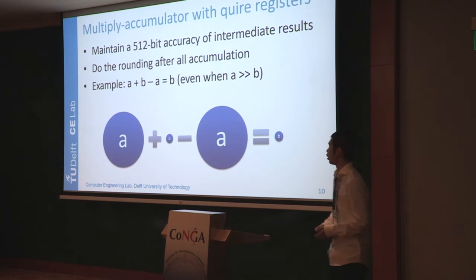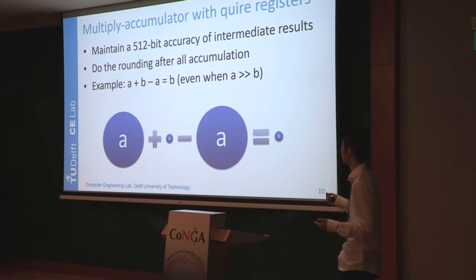Let's introduce the multiply-accumulator with quire registers. This kind of multiply-accumulator will maintain a 512-bit accuracy of the intermediate result, which means it will only do the rounding after all the accumulation. It's more accurate than the traditional one. For example, if I calculate A plus B minus A, the result will always be B, even if the number A is much greater than B.